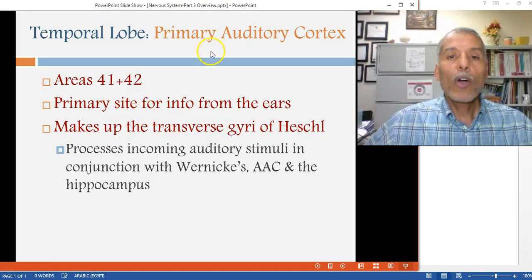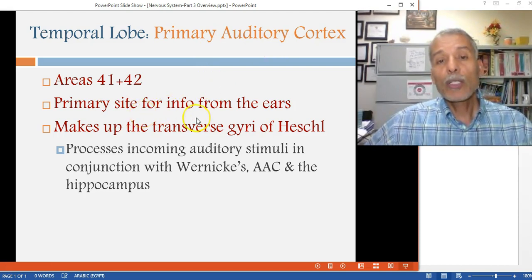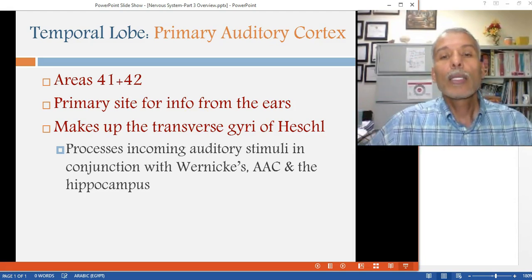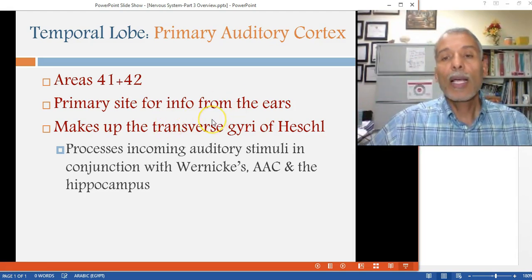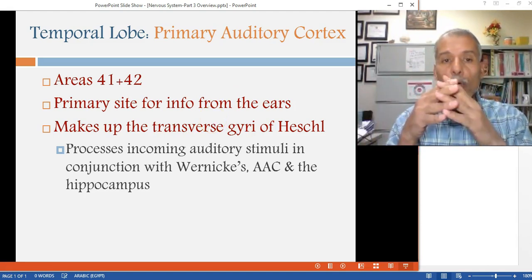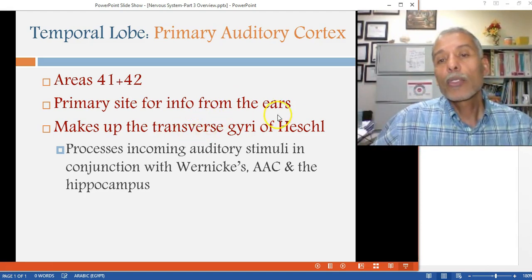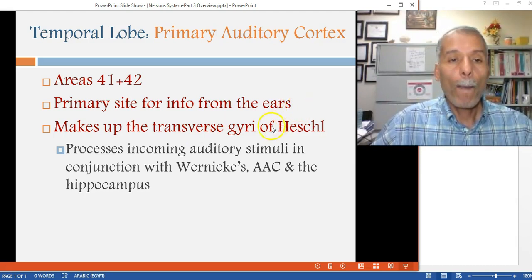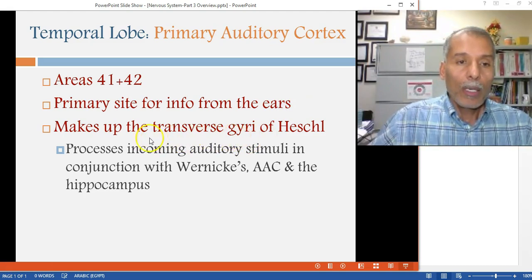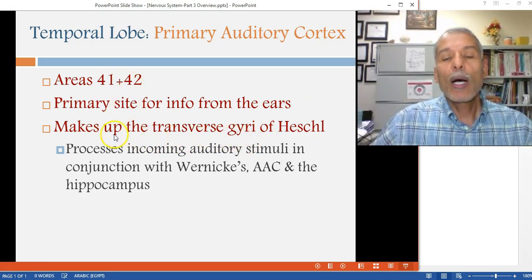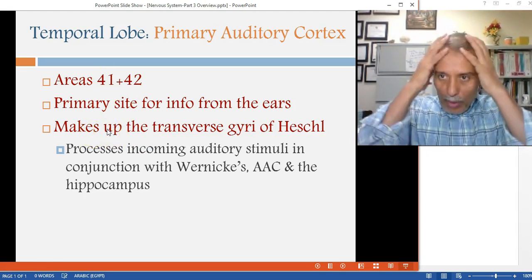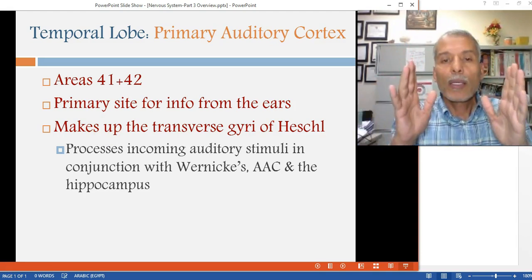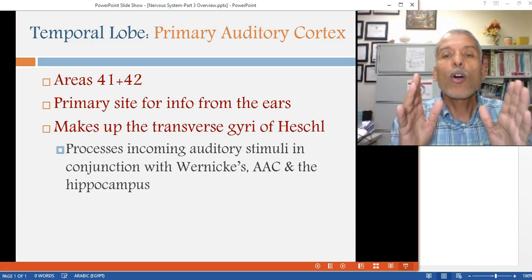So the auditory cortex is the primary site for information that comes from the ears, and it processes the signals and assembles the sounds into whole words, and works with other areas to enable you to make sense of what you hear. Areas 41 and 42 make, basically, the top of what is known as the transverse gyri of Heschl.